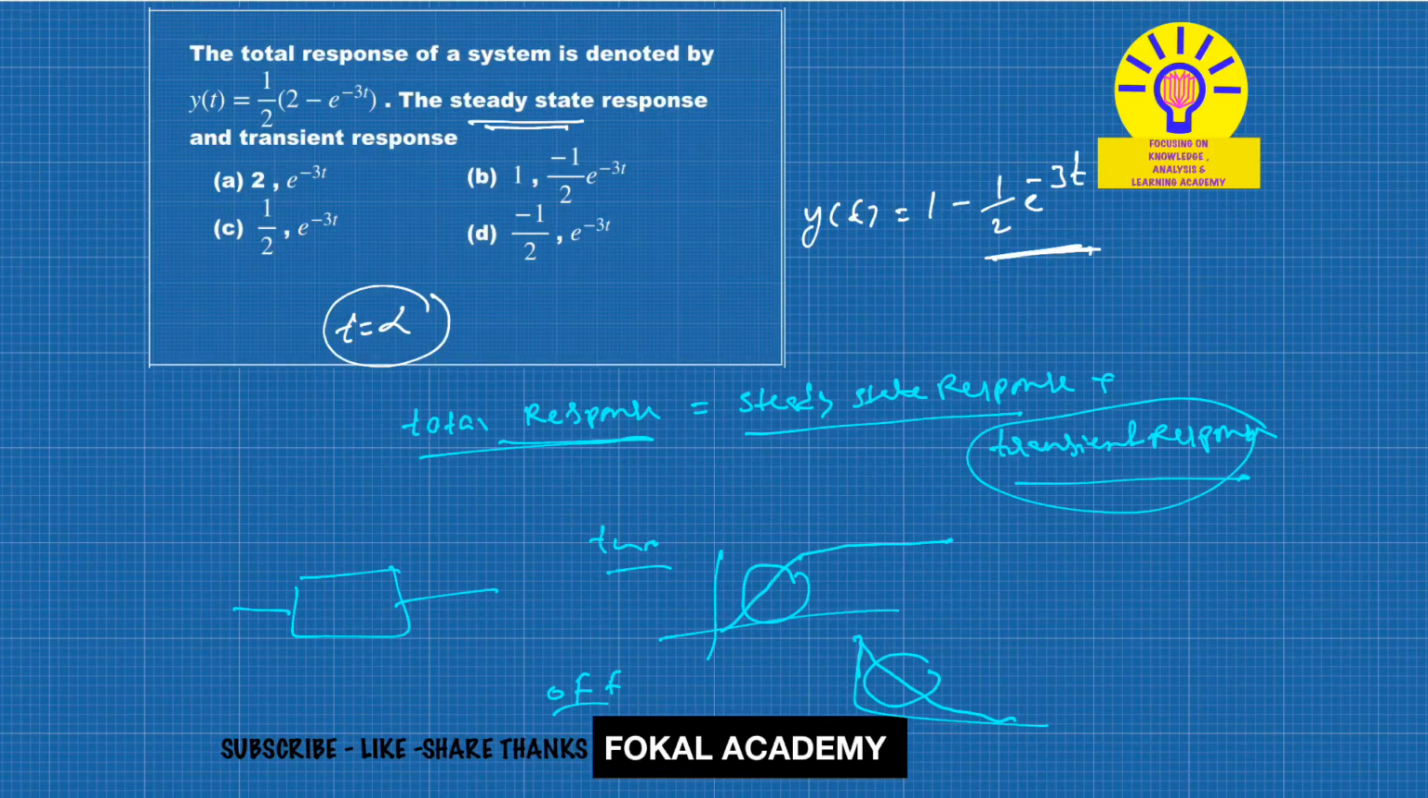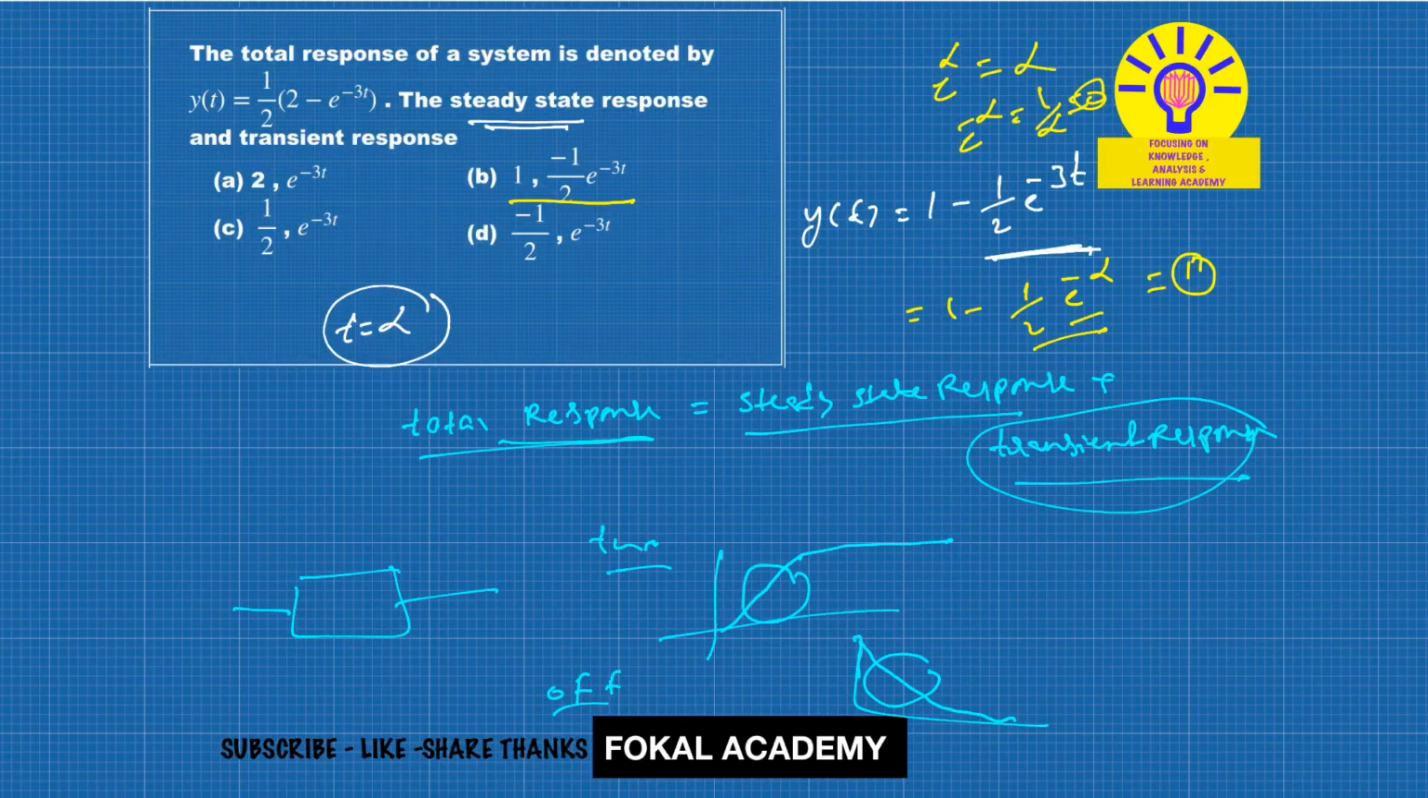So apply the limit for this function, we get 1 minus (coefficient) into e power minus infinity. We know that e power infinity is equal to infinity. So e power minus infinity is 1 by infinity, that is equal to 0. So 0 into the coefficient is 0. So 1 minus 0 is equal to 1. So the steady state response for the given system is 1. Okay, and the transient response is minus (coefficient) e power minus 3t. So from the options, option B is the correct option for the given problem.